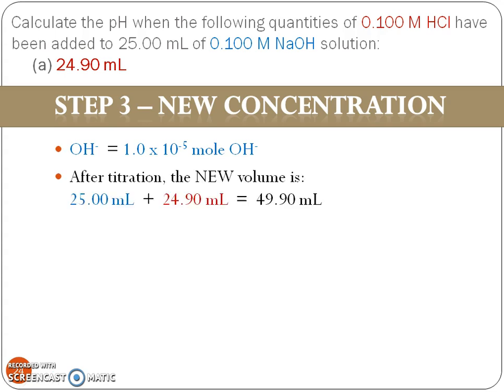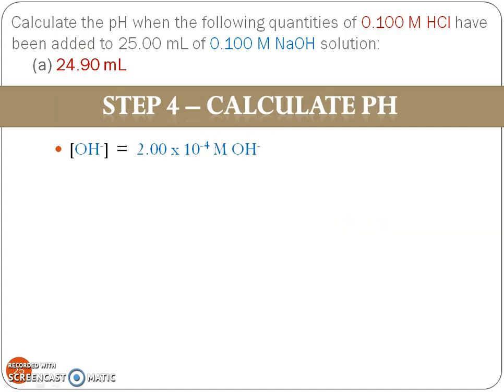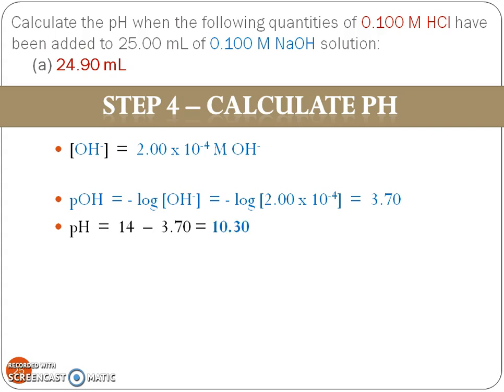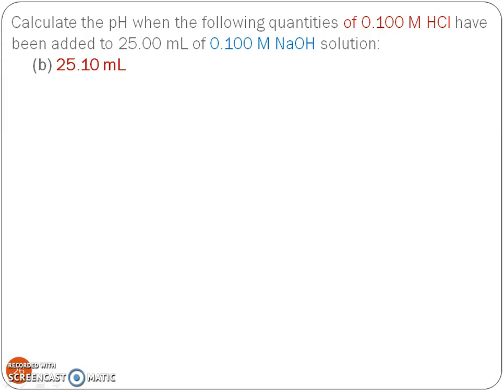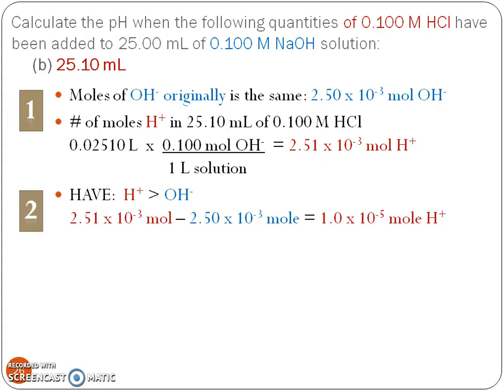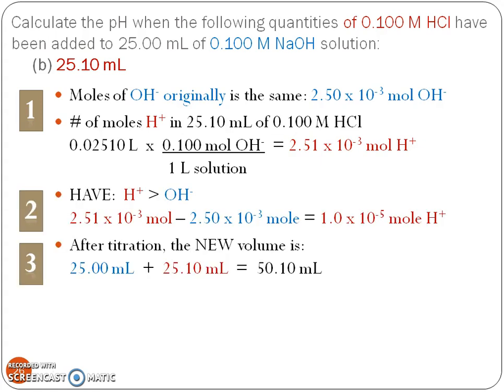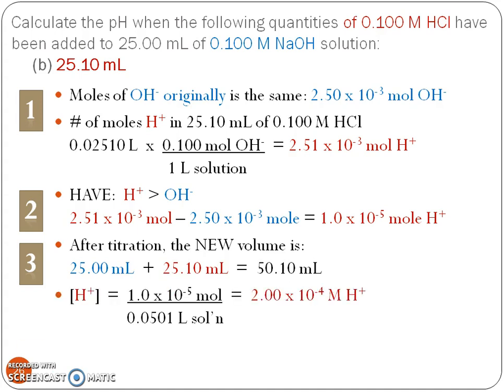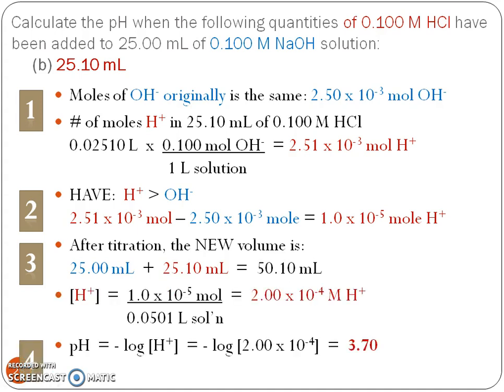Again, new volume, add those up because it's a mixture. Our OH minus, we have more of. And of course, step 4, calculate pH, but we need to do the pOH first because it's the OH concentration that's dominant, and subtract from 14. So can you do B? And hopefully that makes sense, because now we had more H plus in our pot.